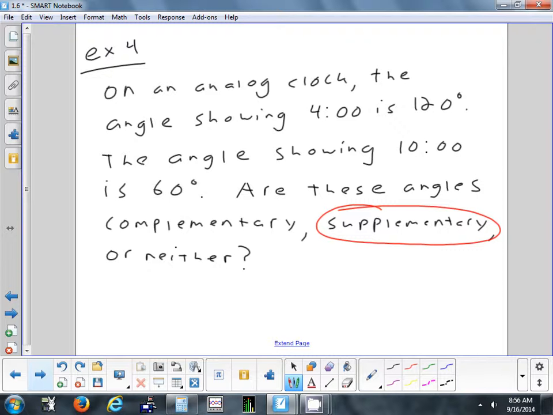Is there a complement to a 90-degree angle? What do you think, Luke? No. A 90-degree angle doesn't have a complement. Could it be a supplement though? Sure. Yep, 90 and 90. Yeah, 90 and 90 are supplementary.